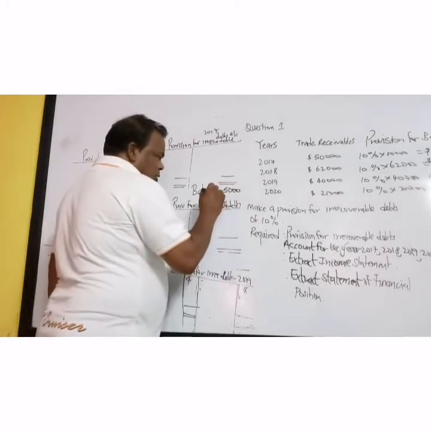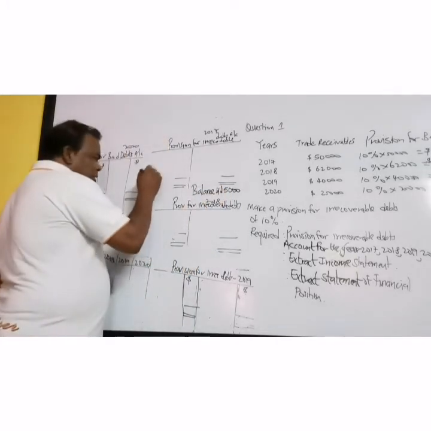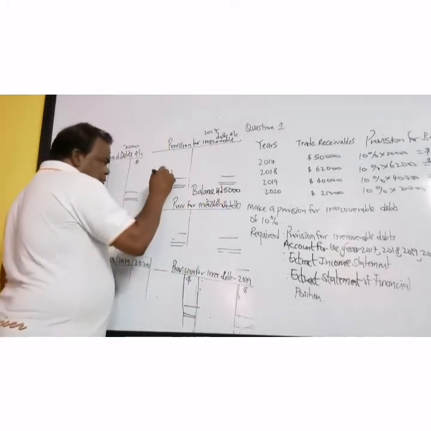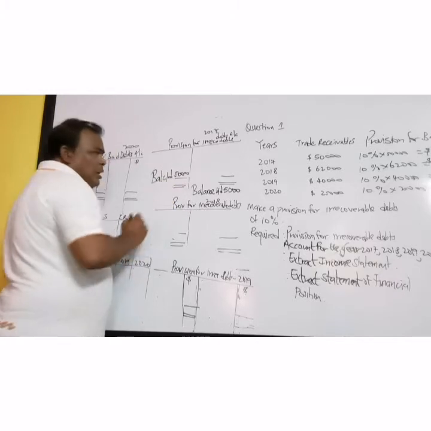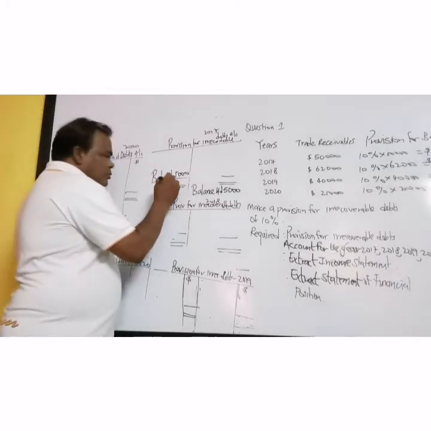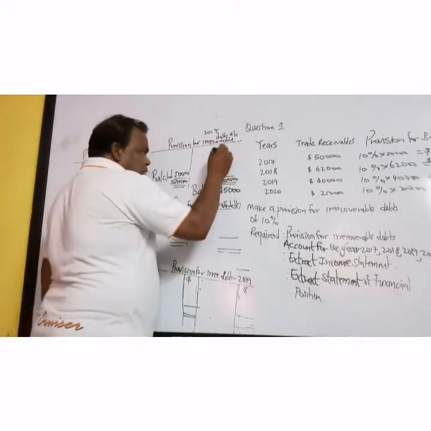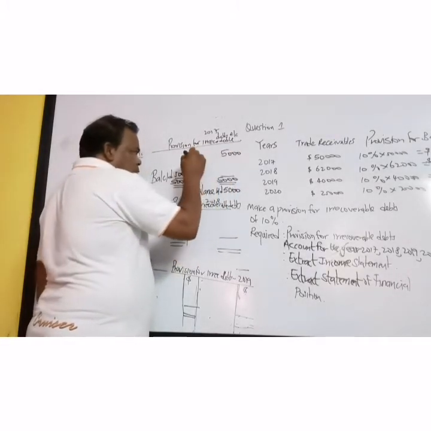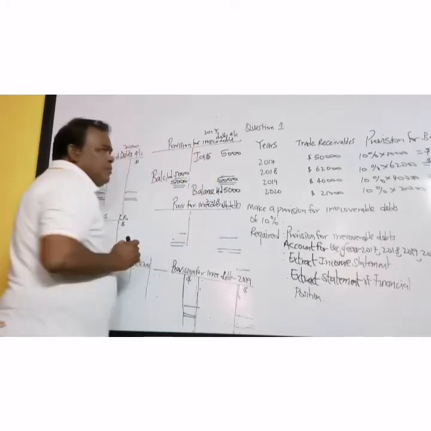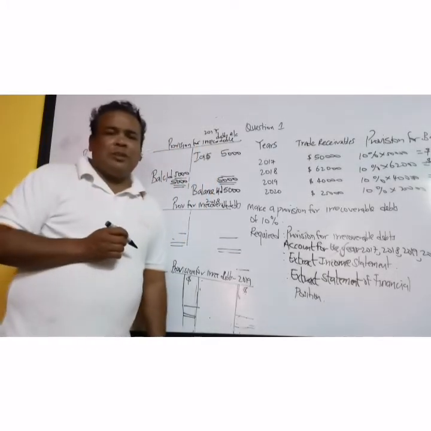5,000. This closing balance will be followed by balance c/d, 5,000. And this one we have to close it, 5,000 here, 5,000, 5,000 minus 0, 5,000. This will go to the income statement. Income statement. This is for the year 2017.